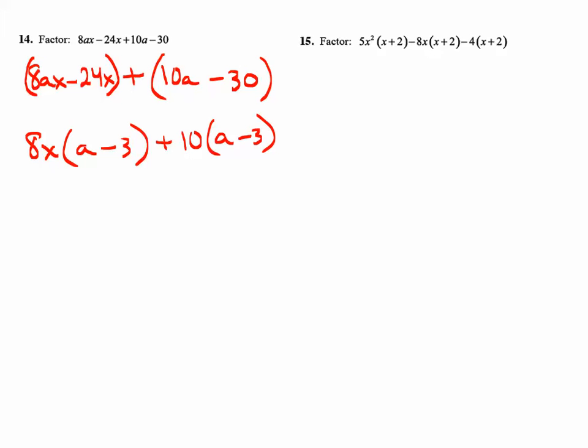All right, there's a little bit of a twist here to the grouping method. So let's see. The a minus 3 gets to go out, and we have an 8x plus 10. At this point, you think, I'm done, I'm done. And like, no, you're not, no, you're not. Because can you factor anything else out?